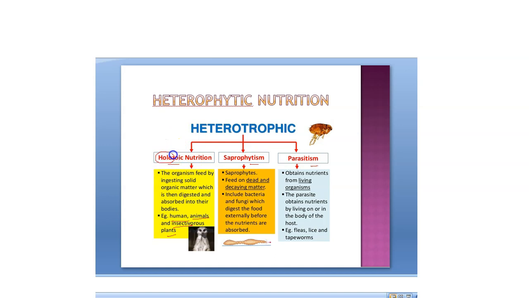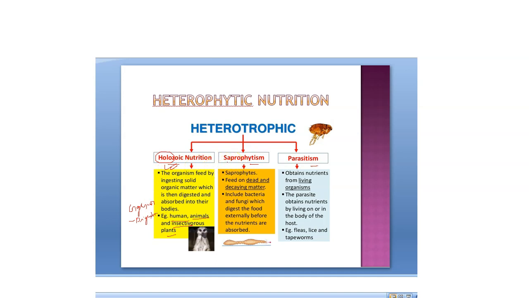Now what happens in holozoic nutrition? Whole food is ingested, digested and absorbed by the body. The organisms feed by ingesting solid organic matter, which is then digested and absorbed into their bodies. The examples are humans, animals, and insectivorous plants. So in holozoic nutrition, ingestion takes place and then digestion takes place in a proper manner, followed by absorption and assimilation, and in this way this mode of nutrition is important. It is the mode of nutrition of higher animals, and we humans are one of the most important examples of holozoic nutrition.